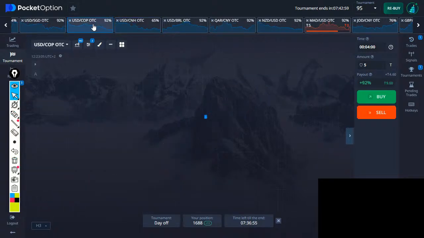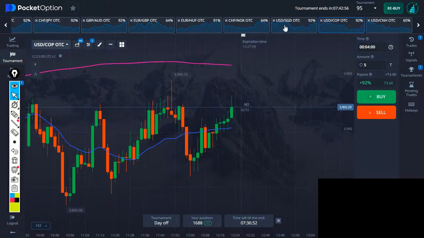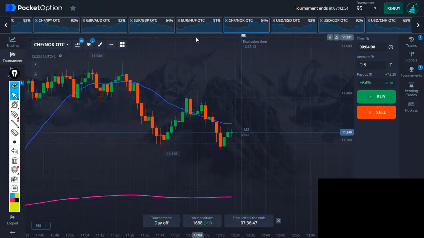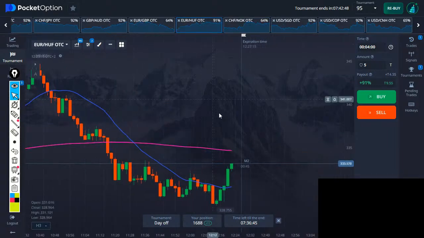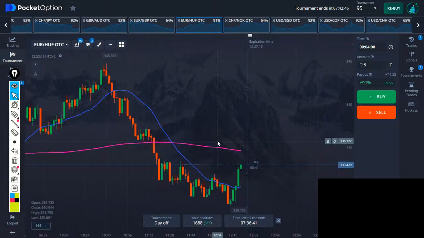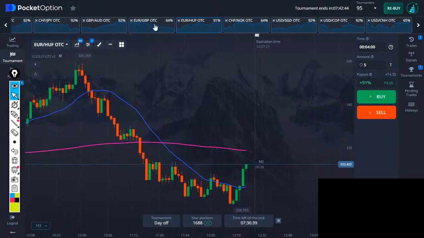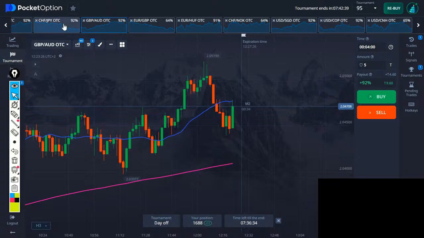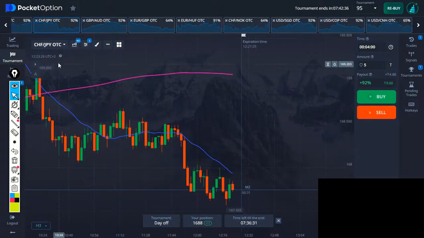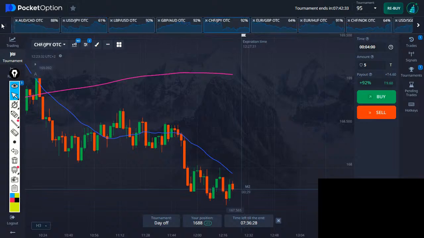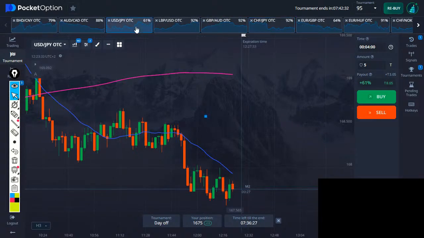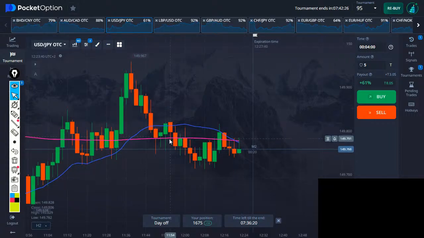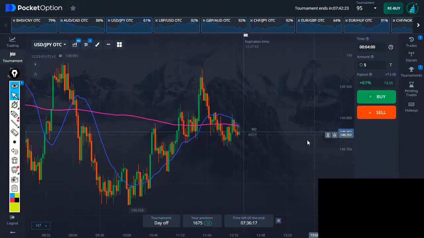Let's look for another setup. Nope. White state, stay away. White state, stay away. Nope. Trap zone, stay away. White state as well. Also trap zone. This is beautiful. This is beautiful. I like it. Let me see.